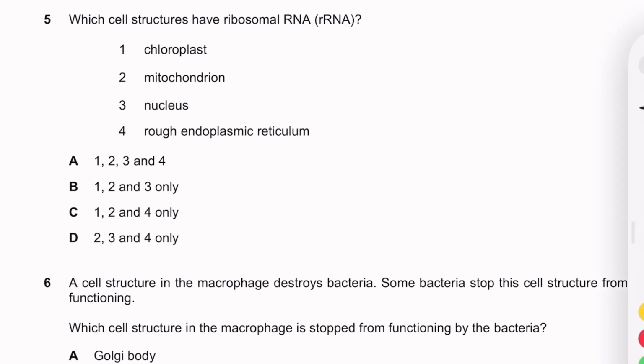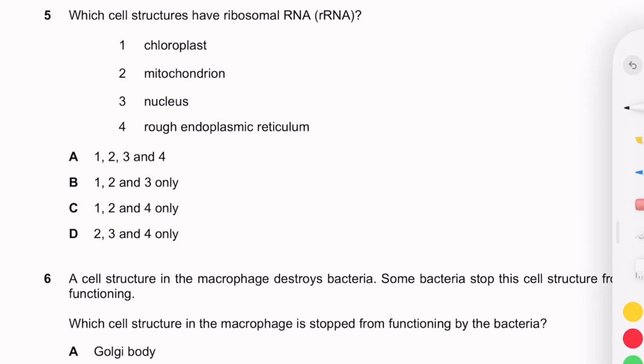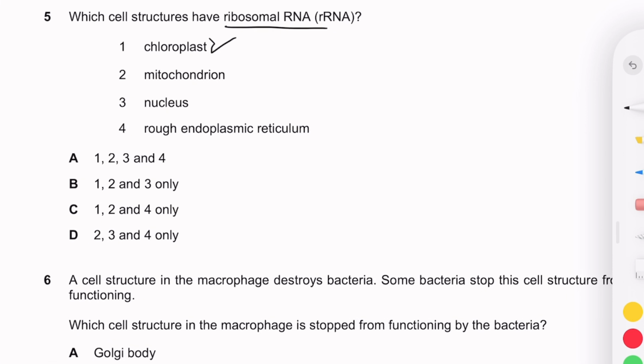Which cell structures have ribosomal RNA? Ribosomal RNA is found in the ribosomes. And so who has ribosomes out of all these guys? We've got chloroplasts, they have 70S ribosomes. Mitochondrion, it's got 70S ribosomes. Nuclei, the nucleus will contain nucleoli. Nucleoli form the ribosomal RNA, that's their role.